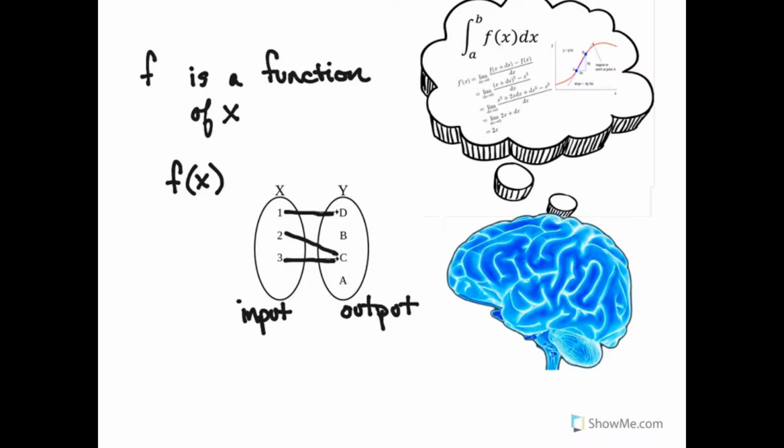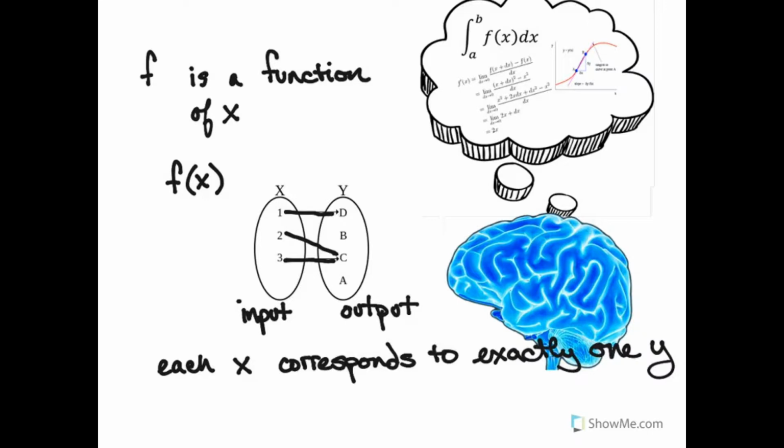Now, the rule of a function is that each x in the input set corresponds to exactly one y in the output set. It's okay for two inputs to correspond to the same output, but it's not okay for an input to correspond to two outputs. In math, we like to have exactly one answer for a problem.